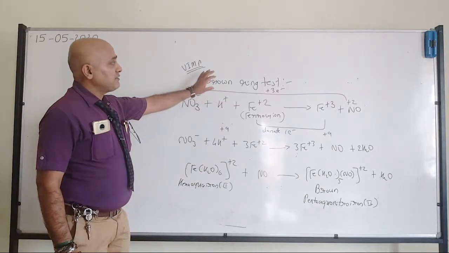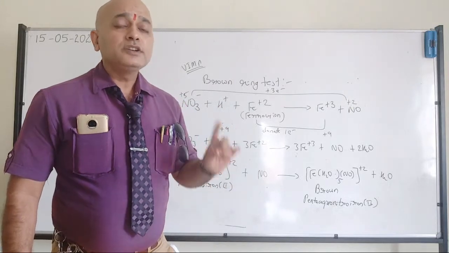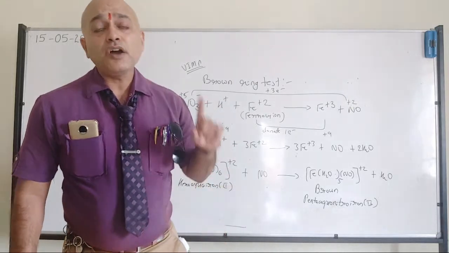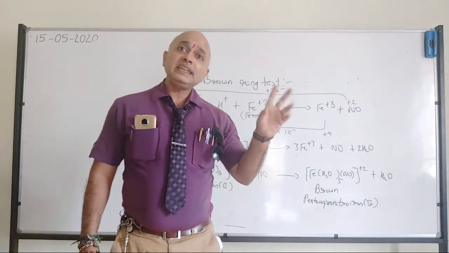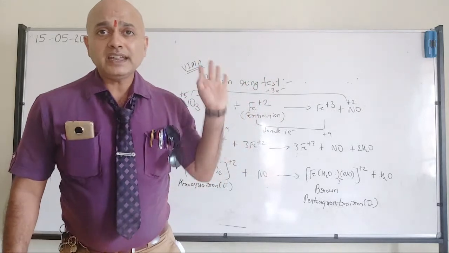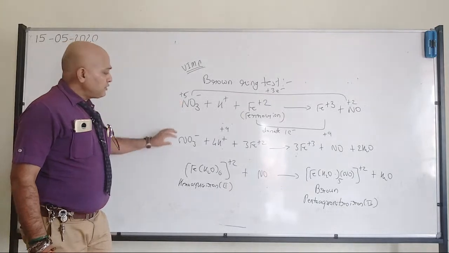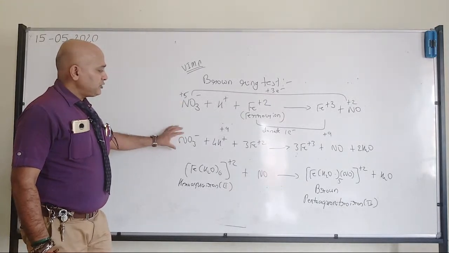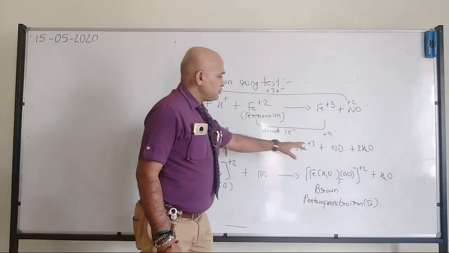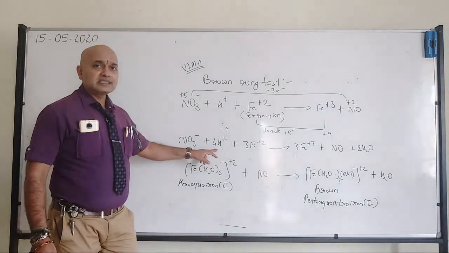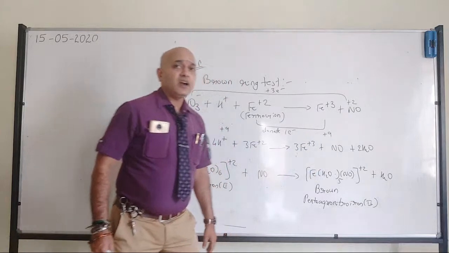Fine, that's where we have the brown ring test. So why will the brown ring test be done? To identify the presence of nitrate ion. That nitrate ion can be from any salt, or it can be from nitric acid. Fine, anything, but there should be nitrate. So now what will happen? Nitrate, since nitrogen is in the highest oxidation state, will oxidize Fe plus 2 to Fe plus 3 in the presence of acidic condition. Fine. So there will be formation of nitric oxide.